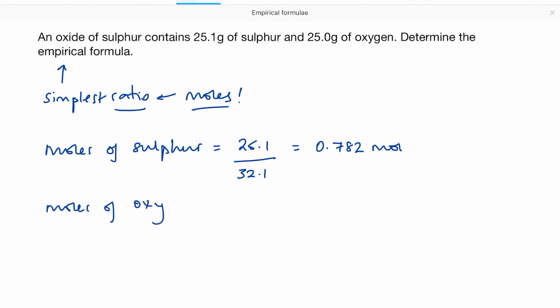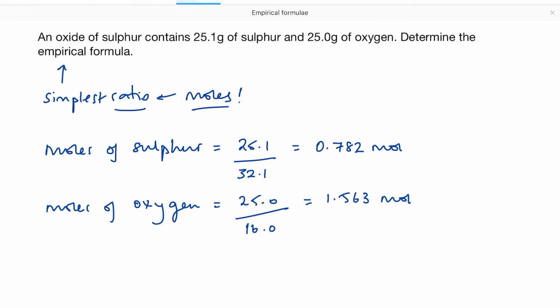I can do the same for oxygen. Moles of oxygen, in this case is 25.0. The molar mass of oxygen is 16.0, and that comes to 1.563 moles.